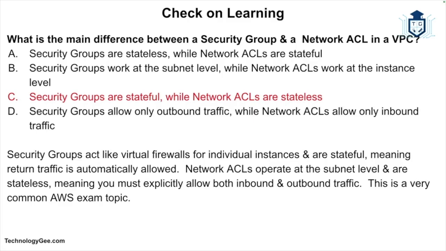So security groups, they act like virtual firewalls for individual instances and are stateful, meaning return traffic is automatically allowed. Network ACLs, they operate at the subnet level and are stateless, meaning you must explicitly allow both inbound and outbound traffic. And this is a very common AWS exam topic.